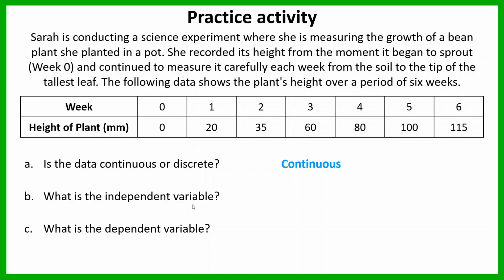Then the independent variable in this example is the week. Okay, time passing is not dependent on the height of the plant. It's going to pass, the time is going to pass regardless of what happens with the plant growing. Then the dependent variable is the height of the plant. The height of the plant is dependent on how much time has passed.